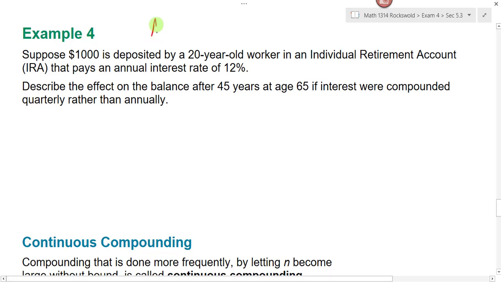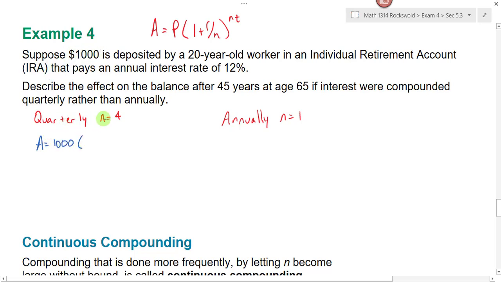In order to work this problem, we're going to use the compound interest formula, which is A equals P times 1 plus R over N raised to the NT. If we're compounding quarterly, N will be equal to 4. If we're compounding annually, N would be equal to 1. The principal for this problem is the $1,000 that you start your investment with. So if we're compounding quarterly, in order to find the amount of money I have at the end of 45 years, I take 1,000 times 1 plus the 12% divided by 4 raised to the 4 times 45.